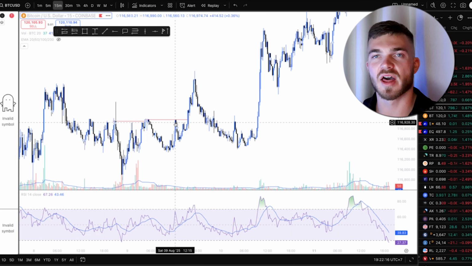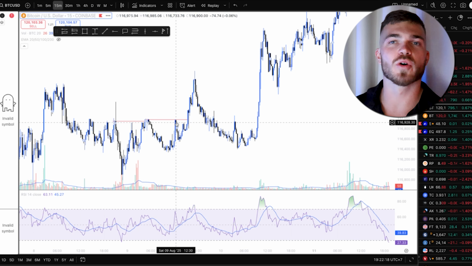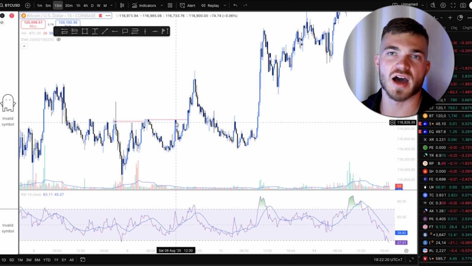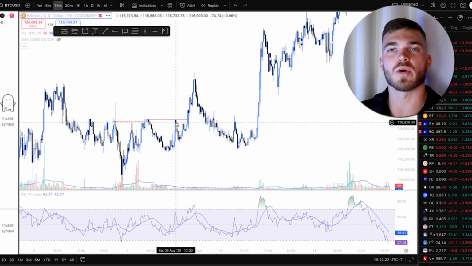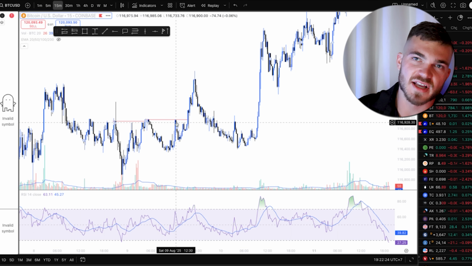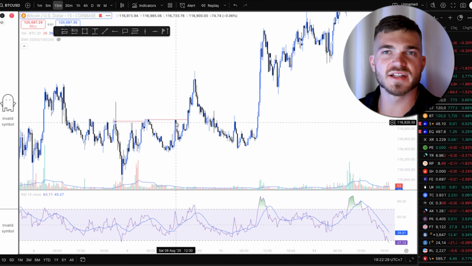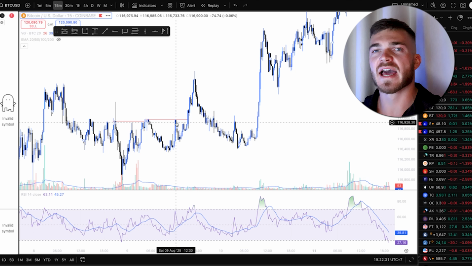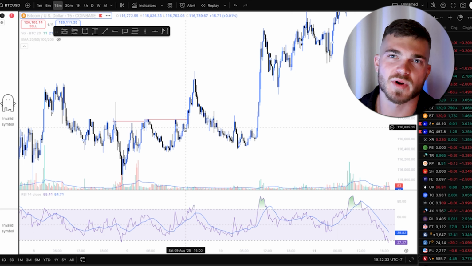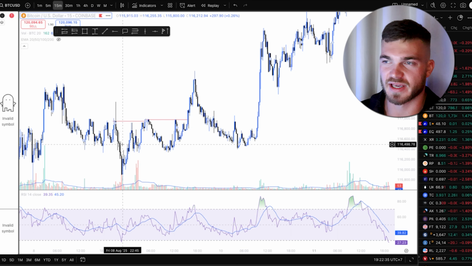So we need to make another high on the chart, and we also need to make another high on the RSI. So we call this harmony. When the RSI and the chart are in harmony, that gives us much better chances of having a successful trade. Now of course you're going to have times where it goes against you, that is an absolute given.